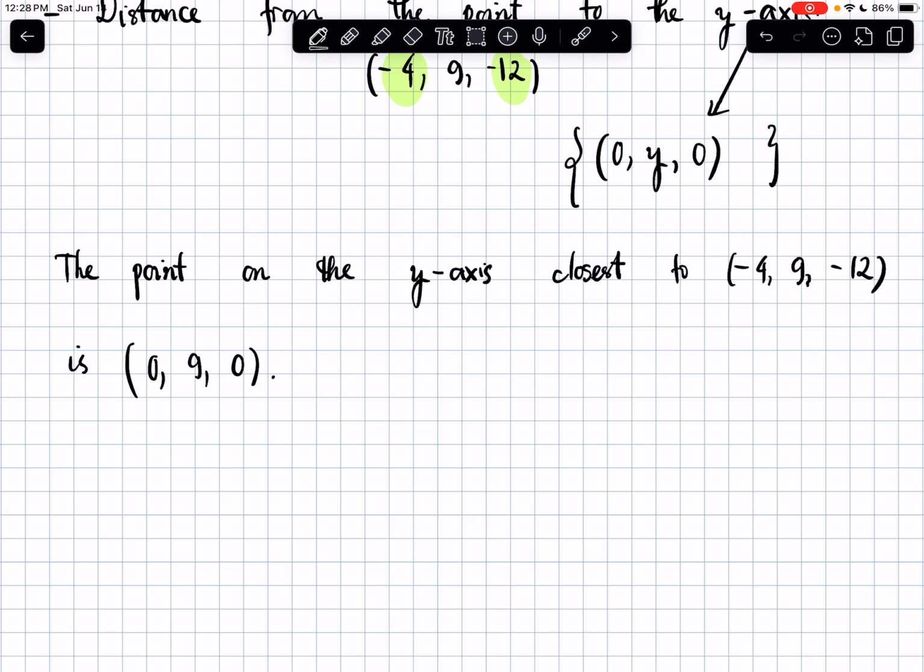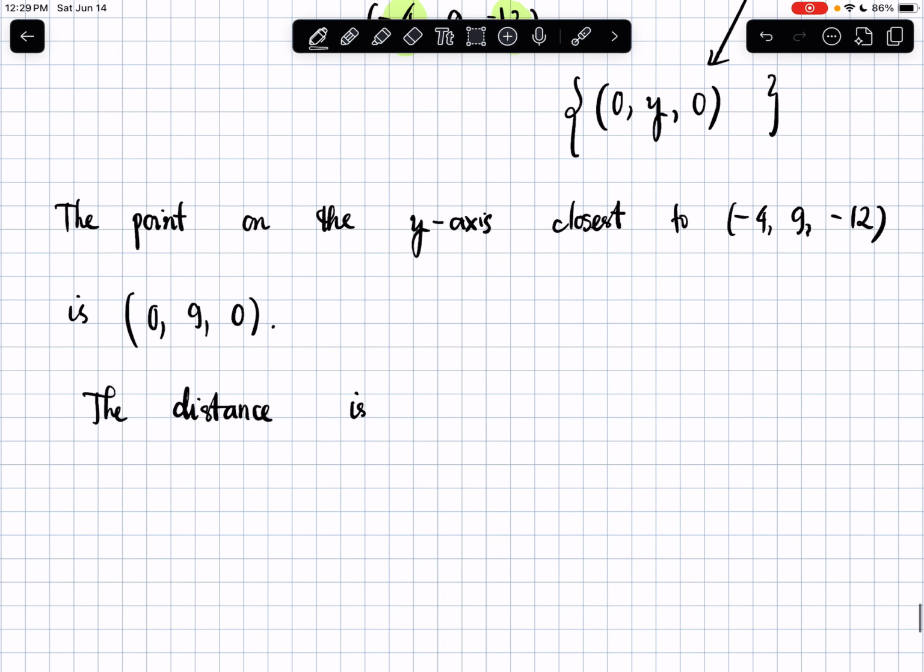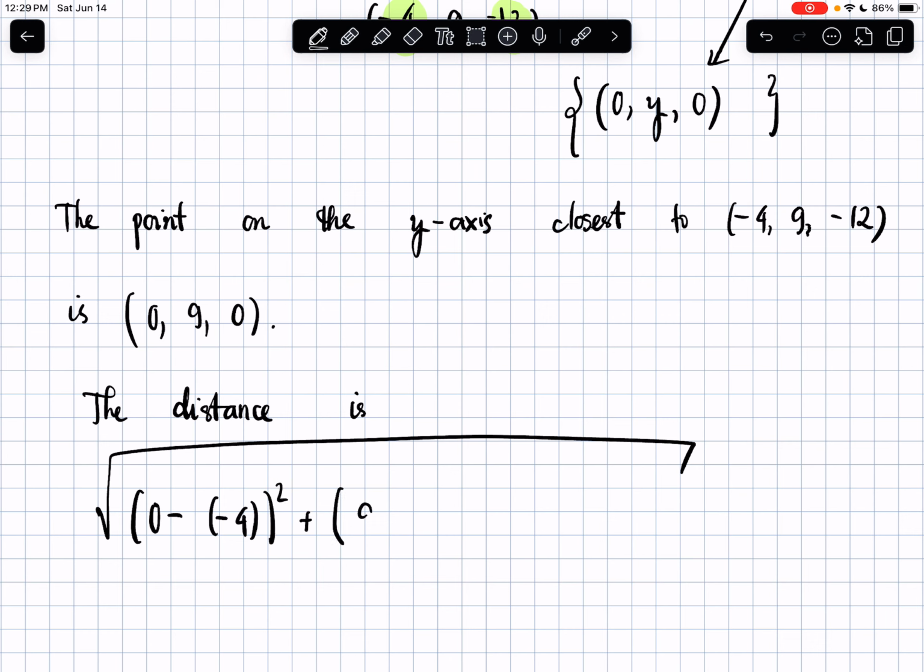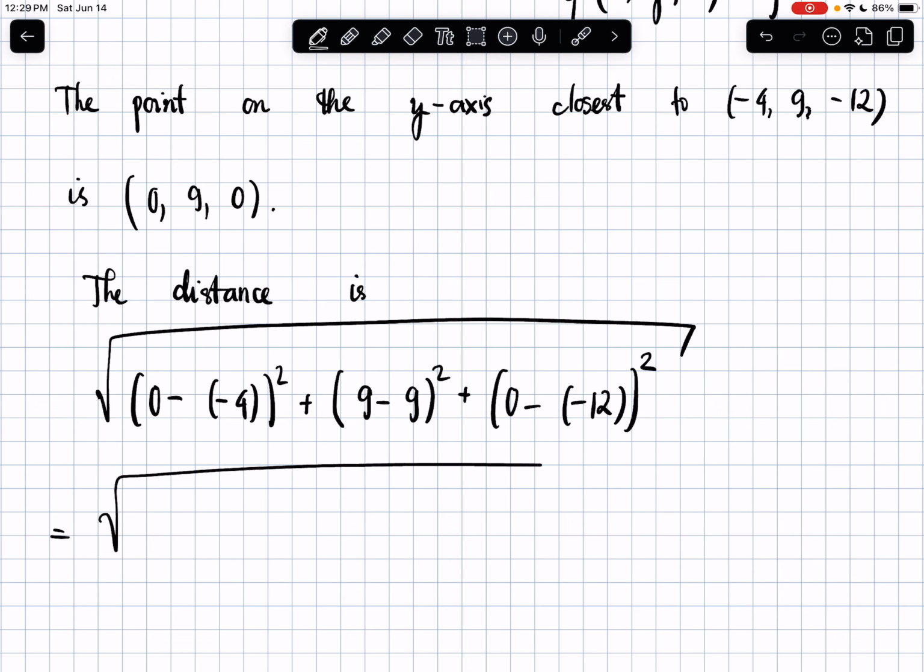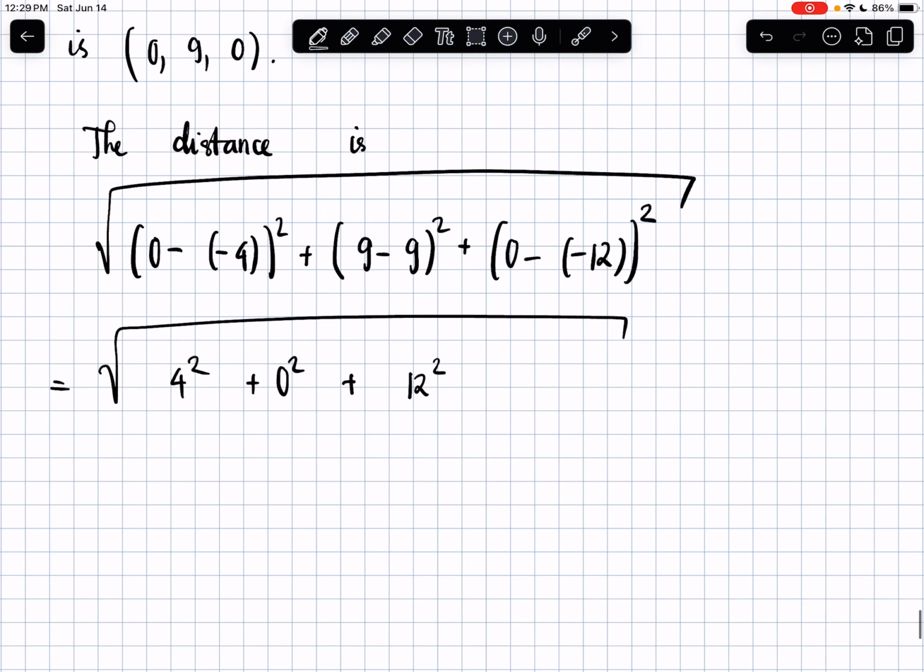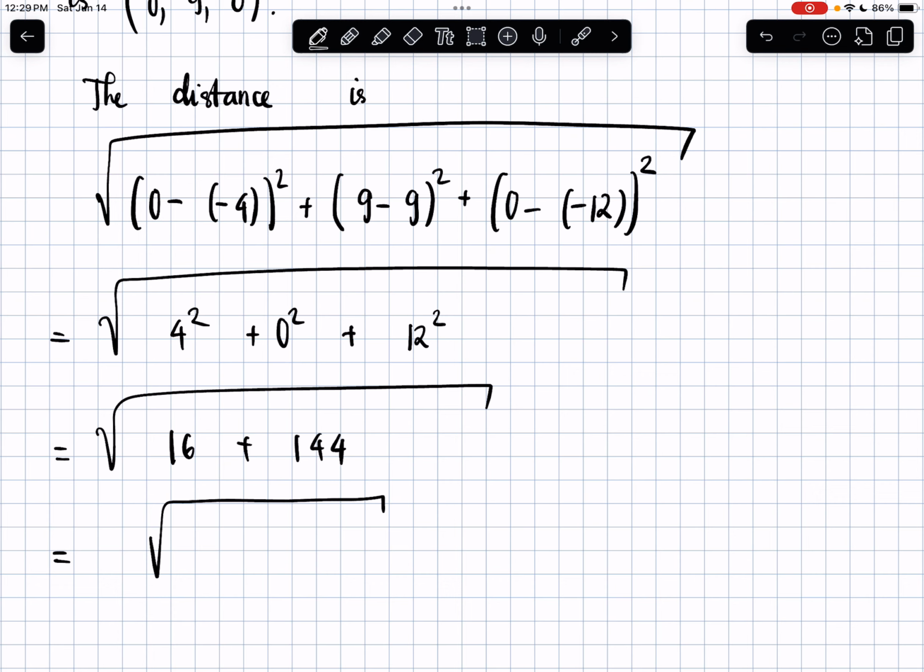And the distance between the two points is the square root of (0 minus -4) squared plus (9 minus 9) squared plus (0 minus -12) squared, which is 4 squared plus 0 squared plus 12 squared, 16 plus 144, which is the square root of 160.